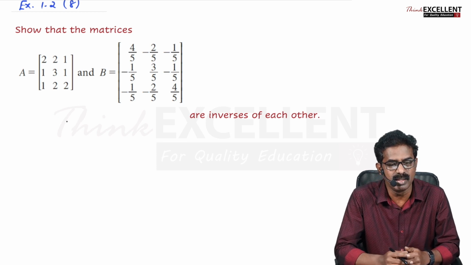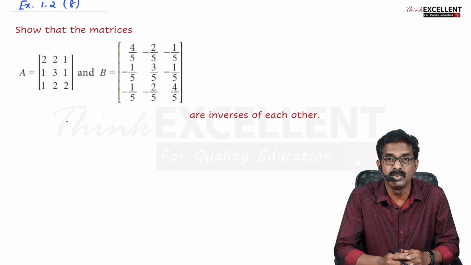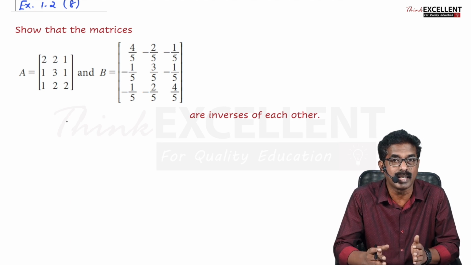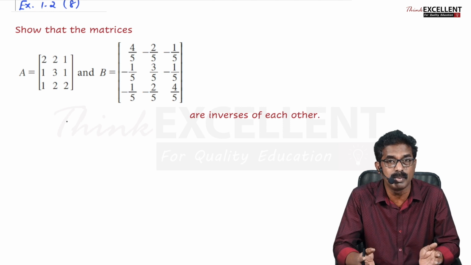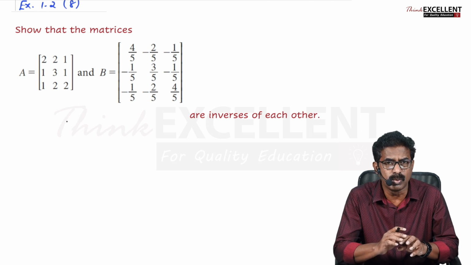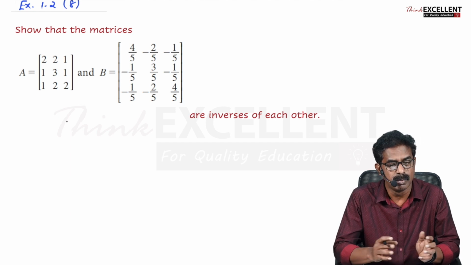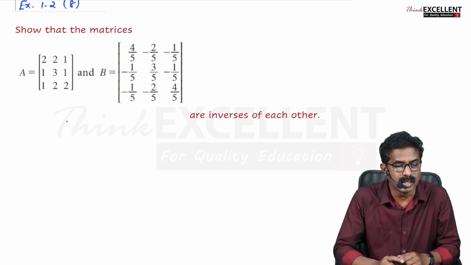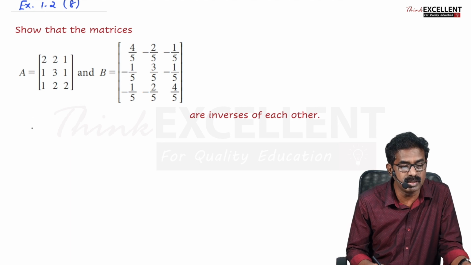Some fractions given, but happy news, in all the denominators are what? Same. So you can take it out. In a matrix, if something is common for all the elements, then only you can take it out. In determinant not like that, right? Even in one row something common you can take it out. But in matrix, if something is common, 1 by 5 is common in all the elements, you can take it out and you can do that calculation easily. Okay, so now let us find AB first.